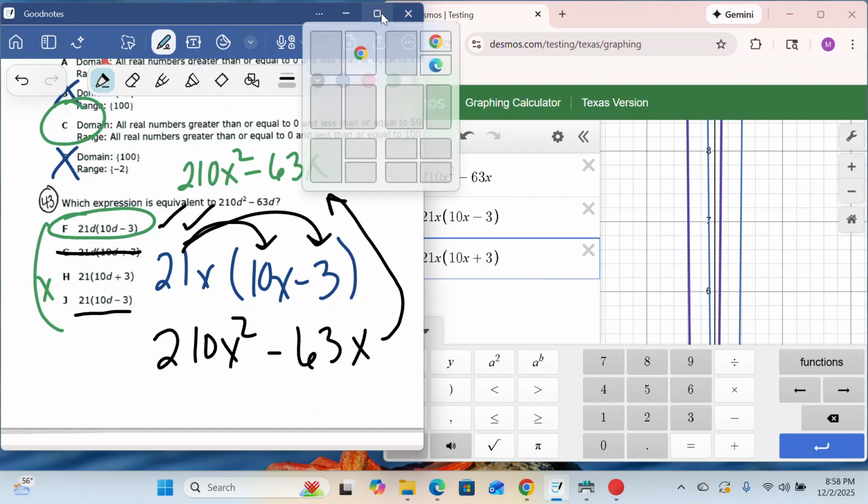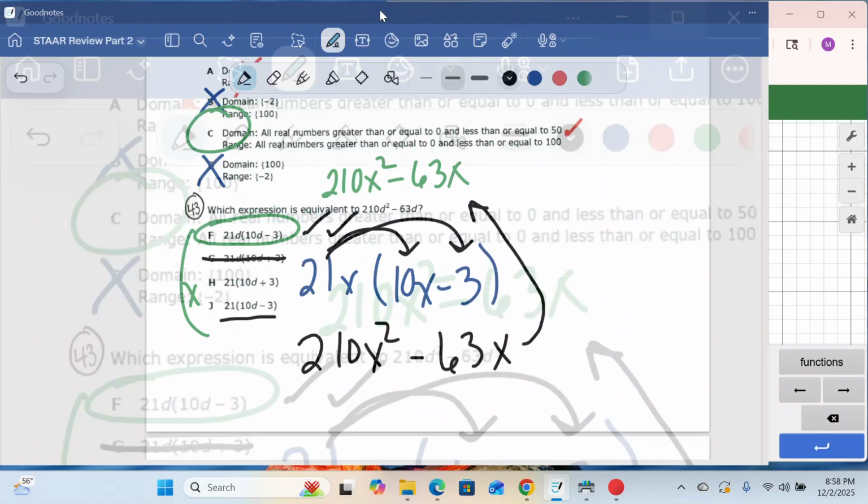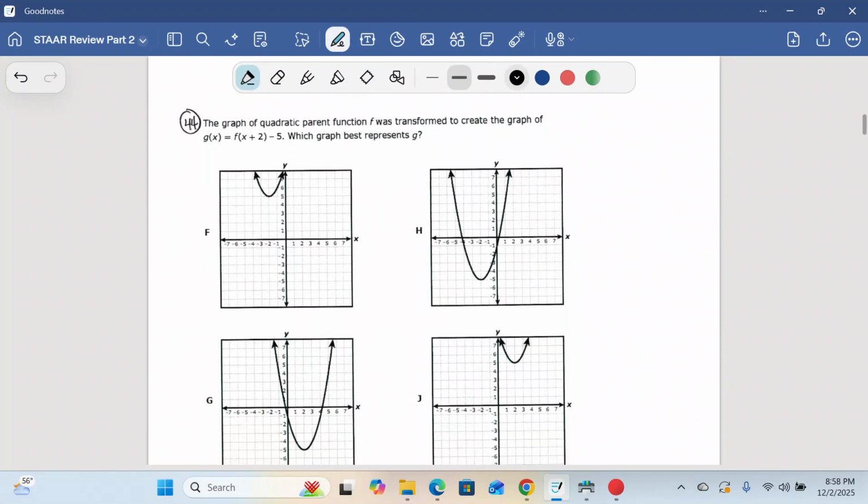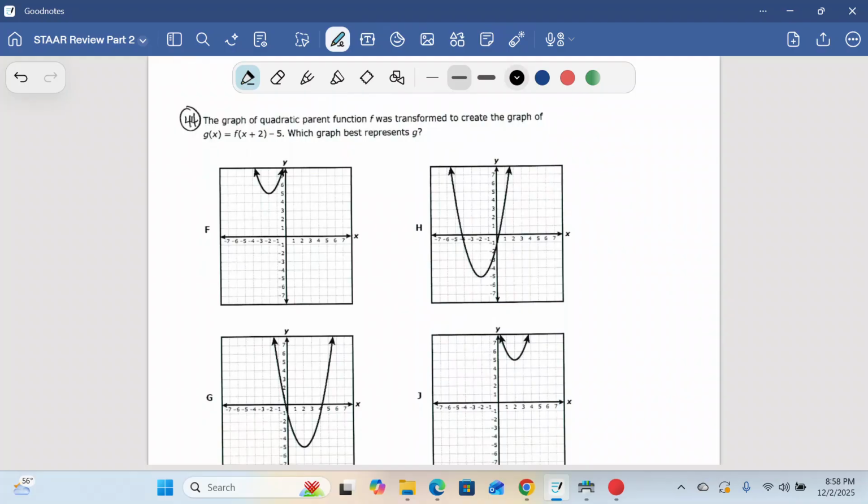So that is very, very good. Okay, so let's go on to the next one. So our next one is this one, the graph of the function, quadratic. The graph of the quadratic parent function f was transformed to create the function g of x equals f of x plus 2 minus 5.